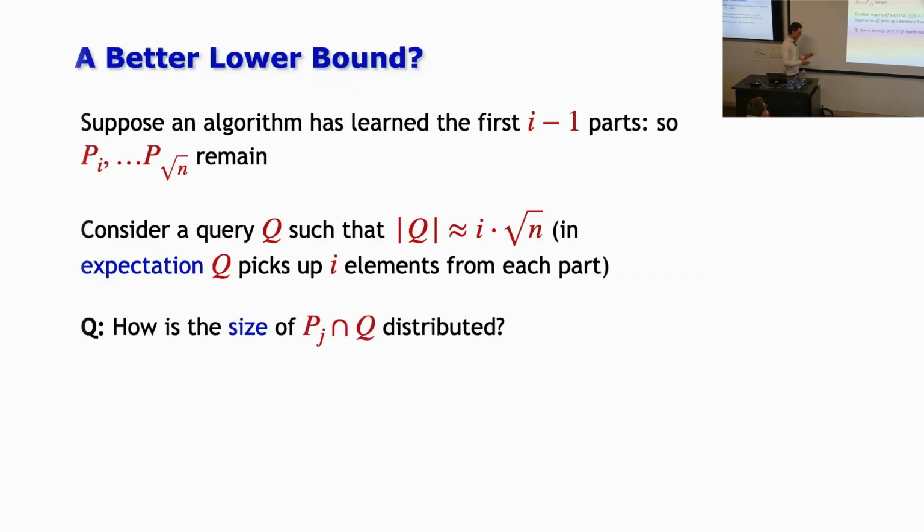And so now let's ask a question. You look at any part p_j, and then you take your random query q. What is the distribution of this size? What's the distribution of the number of elements you expect to land in part p_j? Well, by the above, at the very least, we know the expectation, right?